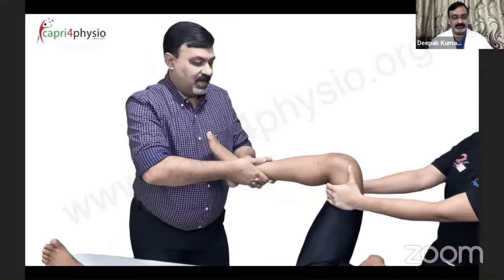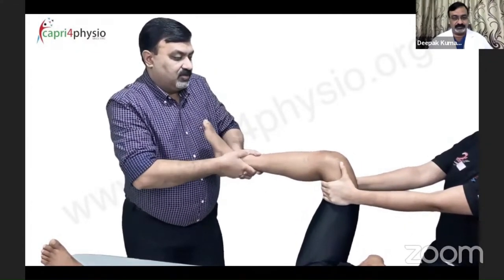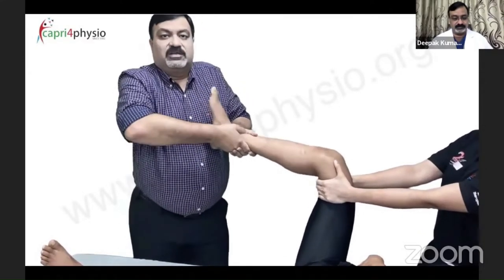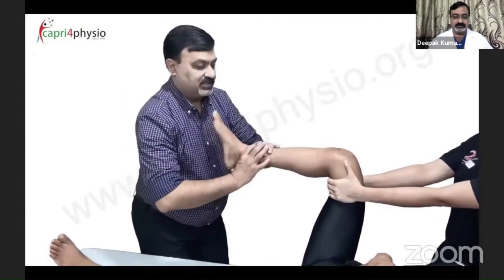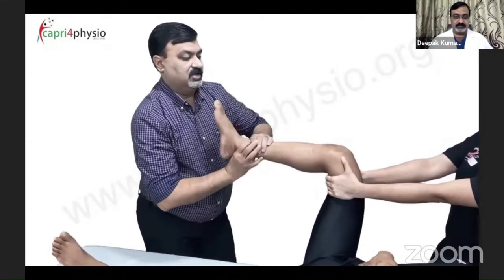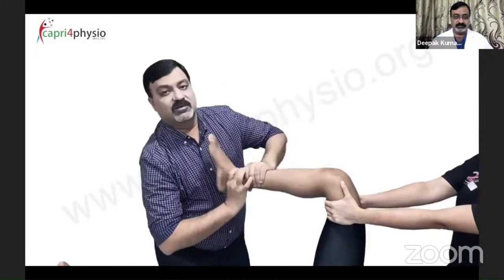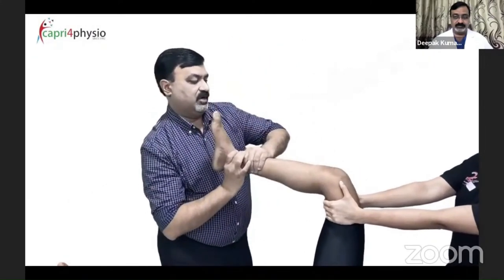So in that case, I will go for the traction again and then the internal rotation and go for the extension. Now, because of the height of the table, I'm not able to go full into extension, but if the height was less, I could easily achieve good extension like that. So I'm sustaining my glide as well as the traction and I'm doing it.